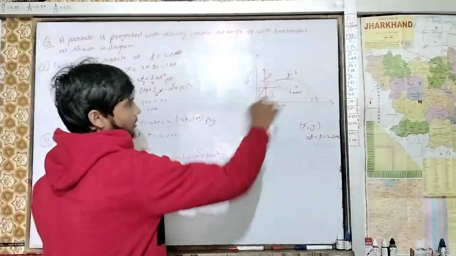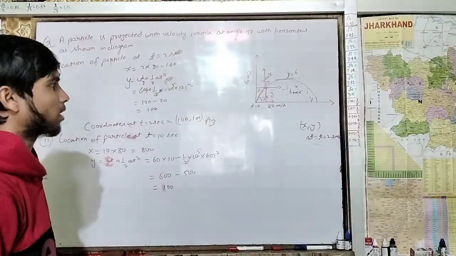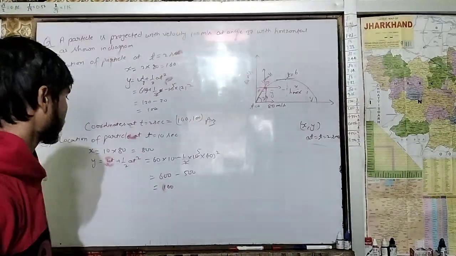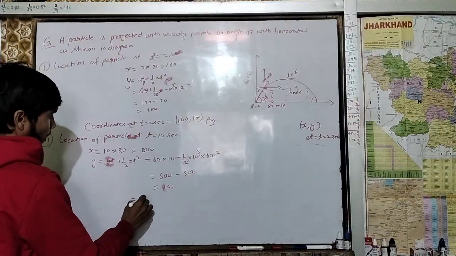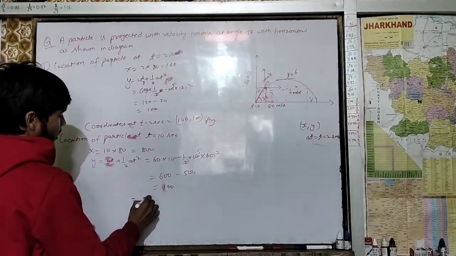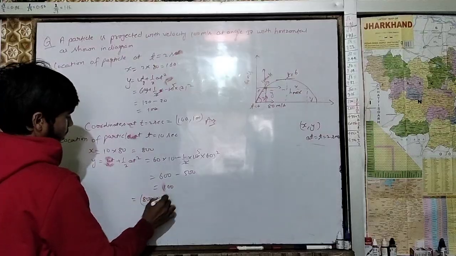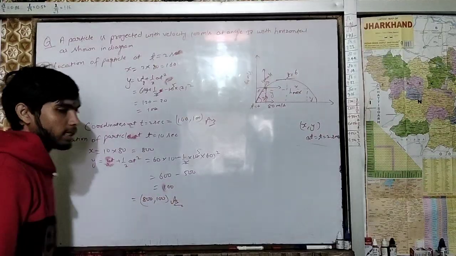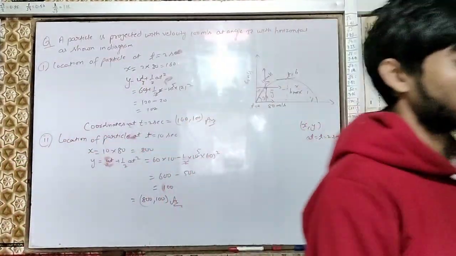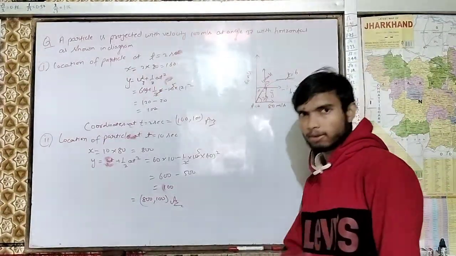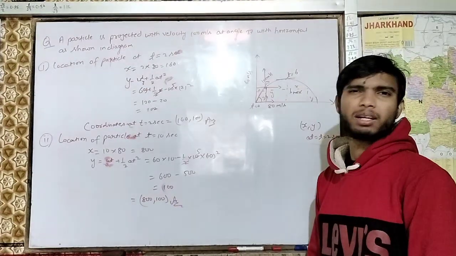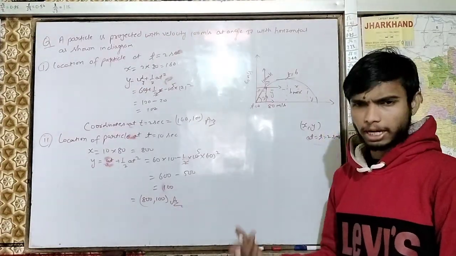So y came out as 100. You can see the y displacement is a little, where x is more. So finally you can say the coordinate is 800 comma 100, where x is 800, y is 100. That is how you will find the location of anything at a particular time.